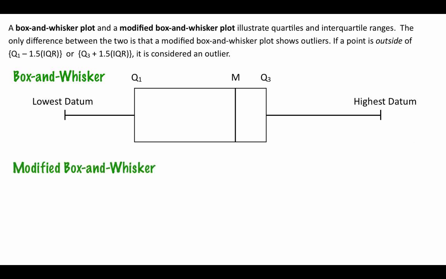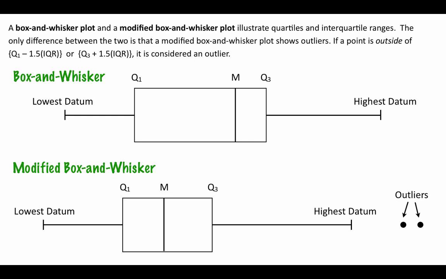Here's a modified box and whisker plot. Basically almost identical, except now we have, ta-da, 2 outliers. These outliers can occur above the highest datum. We could also have them below the lowest datum. They could be on either side. You could have a low outlier and you could have a high outlier. And you can have more than one, or just one, or none. But we'll show you how to calculate that when we do the example.